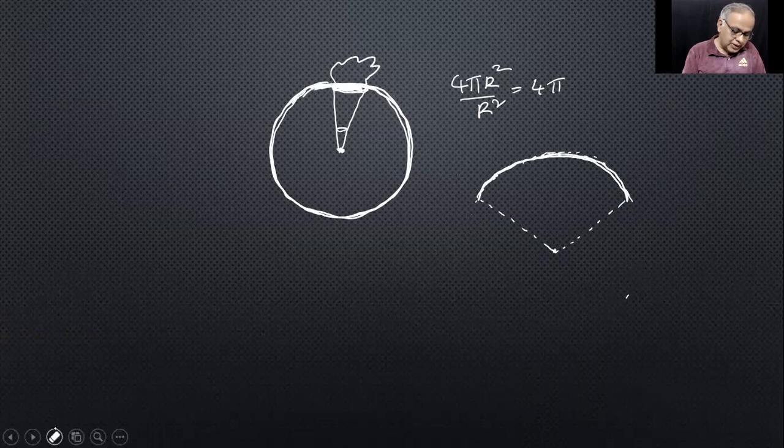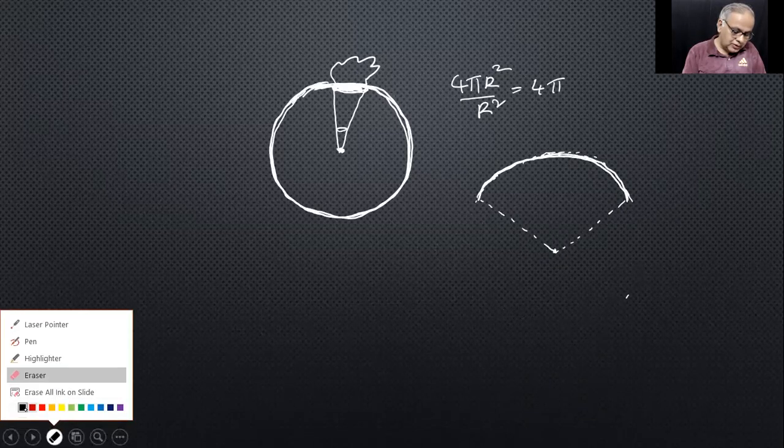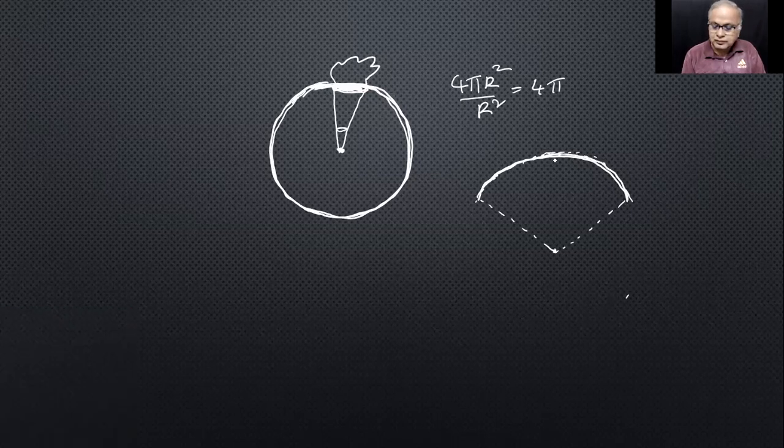Let me describe these sides by theta naught. This is theta naught. This is theta naught. What is theta naught? It's not the solid angle. It is the plane angle, the semi-vertex angle of the cone formed when you cut it in the middle like that.